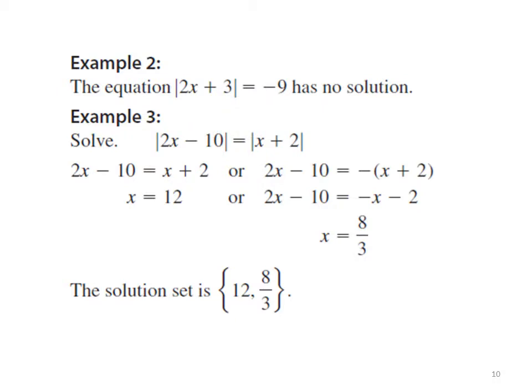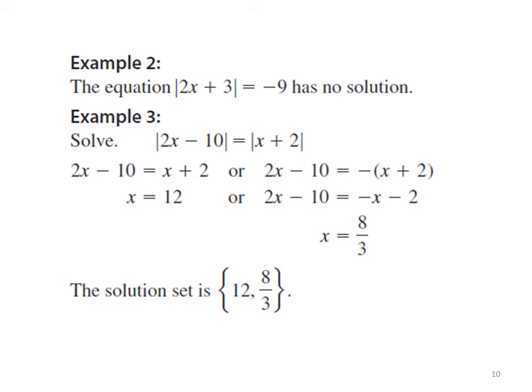Here is a second equation involving absolute value. The absolute value of 2x plus 3 equals minus 9. This has no solution because, as we said, the absolute value is always greater than or equal to 0. So there's an equation that has no solution.